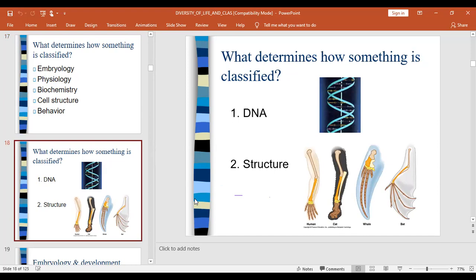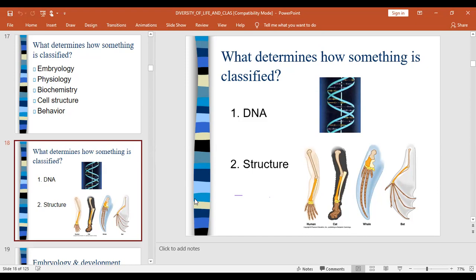We look at their DNA. The DNA is actually the most perfect way of classifying organisms. And then two, you look at the structure. Now, when you look at what I was calling the pentadactyl limb arrangement, are you able to see?